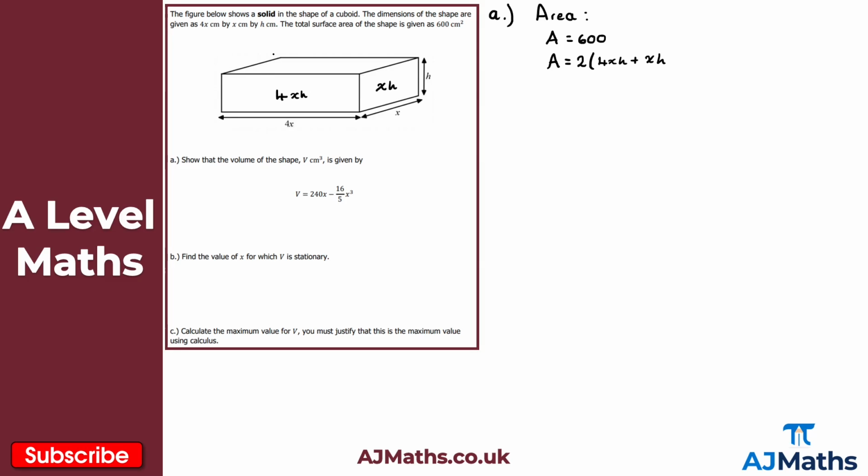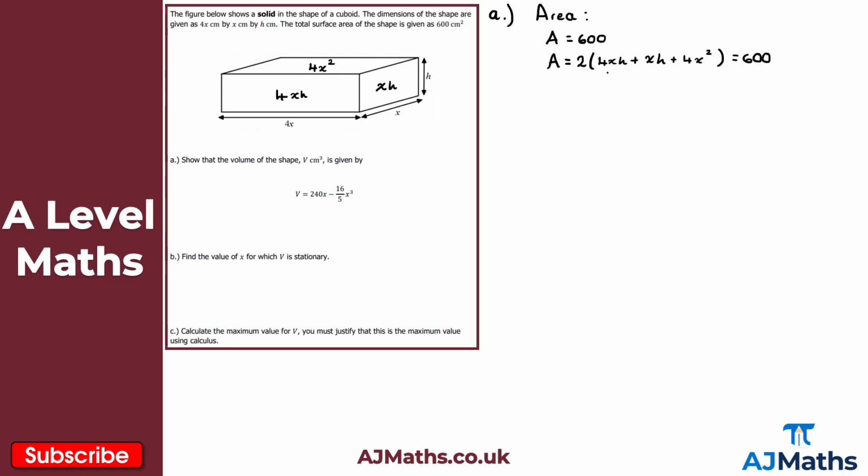And then finally for the last of the three faces here, this would be 4x times by x. That would be 4x squared. Okay, so plus 4x squared there. Like so. And we know that this is equal to 600. Okay, that's what we established here. That's what was given at the beginning of the question.